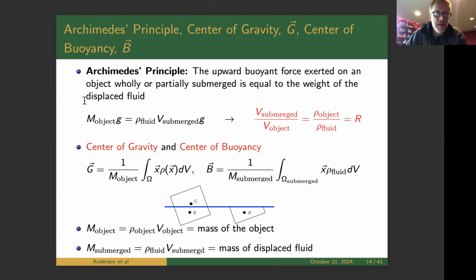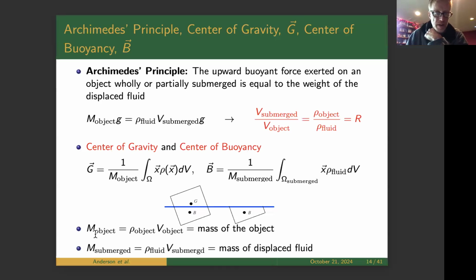Right, so let's get back to some of the mathematics. I mentioned Archimedes' principle. So we have this volume ratio that's dictated by the density ratio of these objects. Two other quantities of interest here are the center of gravity of the object, call that G, and the center of buoyancy, which is the centroid of the displaced fluid region. That's called B in this notation.